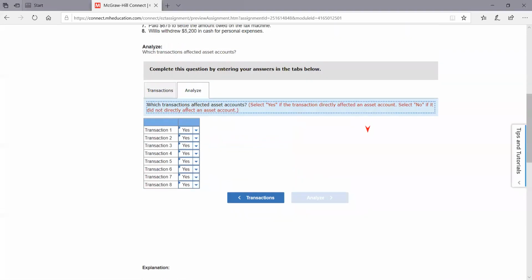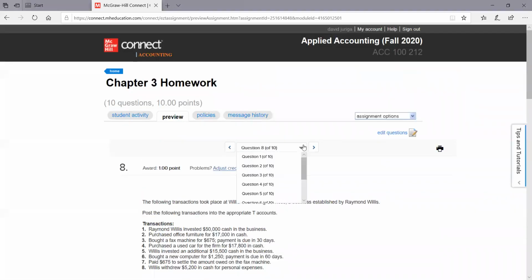And then they want to know which transactions affected each asset account. So go back and review the transactions and make sure you know which accounts affected assets. Of course, on this one, I believe every one of them had an effect on an asset account. All righty, that is number 8.